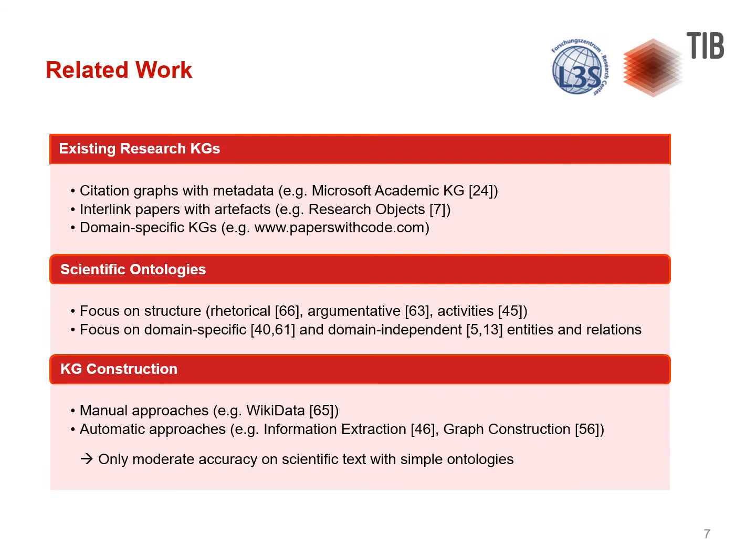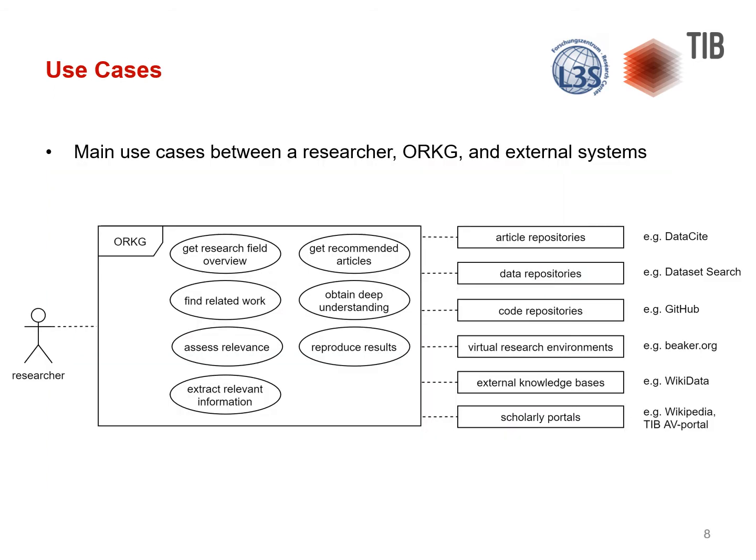Here you can find a small excerpt of our related work results. There are various existing research knowledge graphs, which mostly focus on metadata, citations, and artifacts. Diverse ontologies conceptualize scholarly knowledge from different points of view, and there are several manual and automatic approaches that have been employed for knowledge graph construction successfully. In particular, we found out that at the moment, automatic approaches on scholarly text achieve only a moderate accuracy.